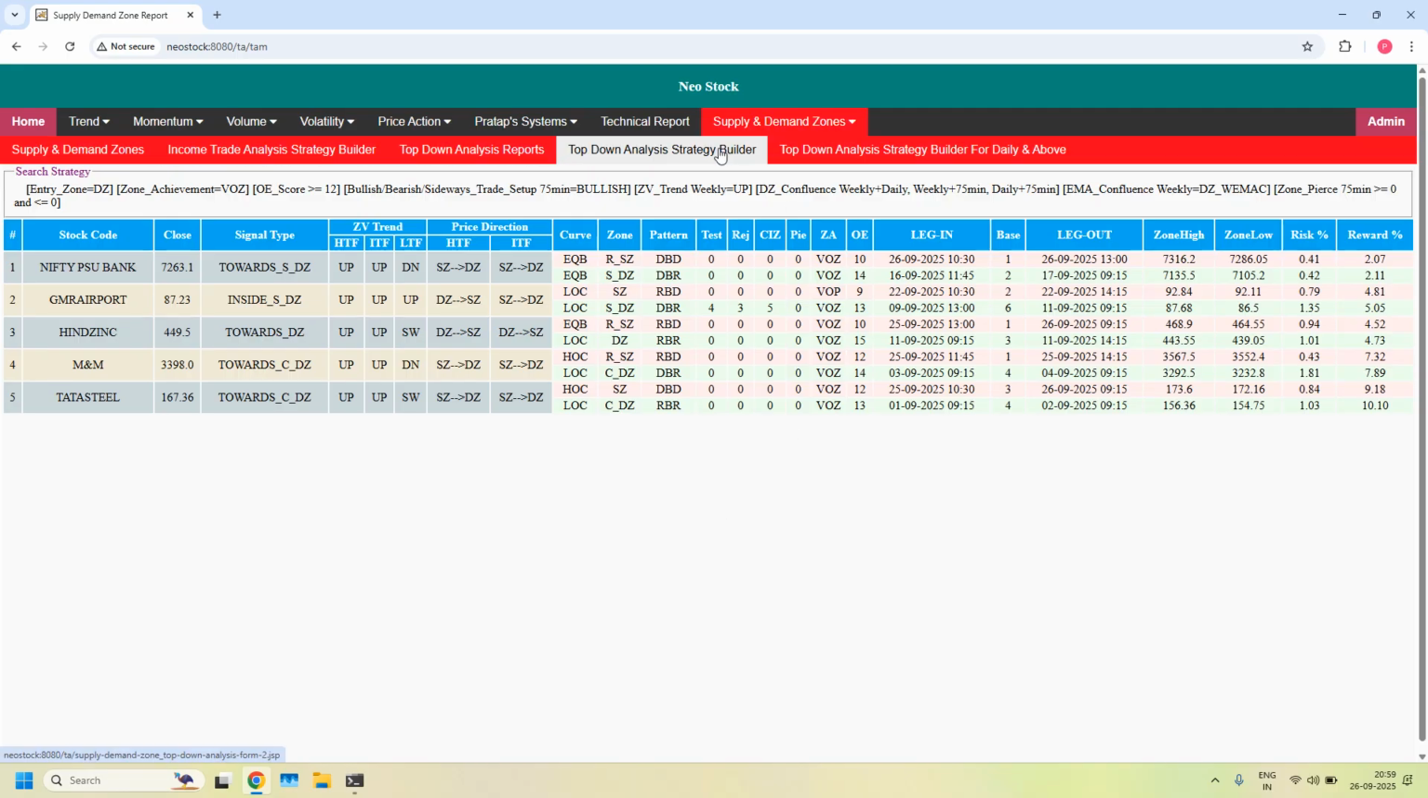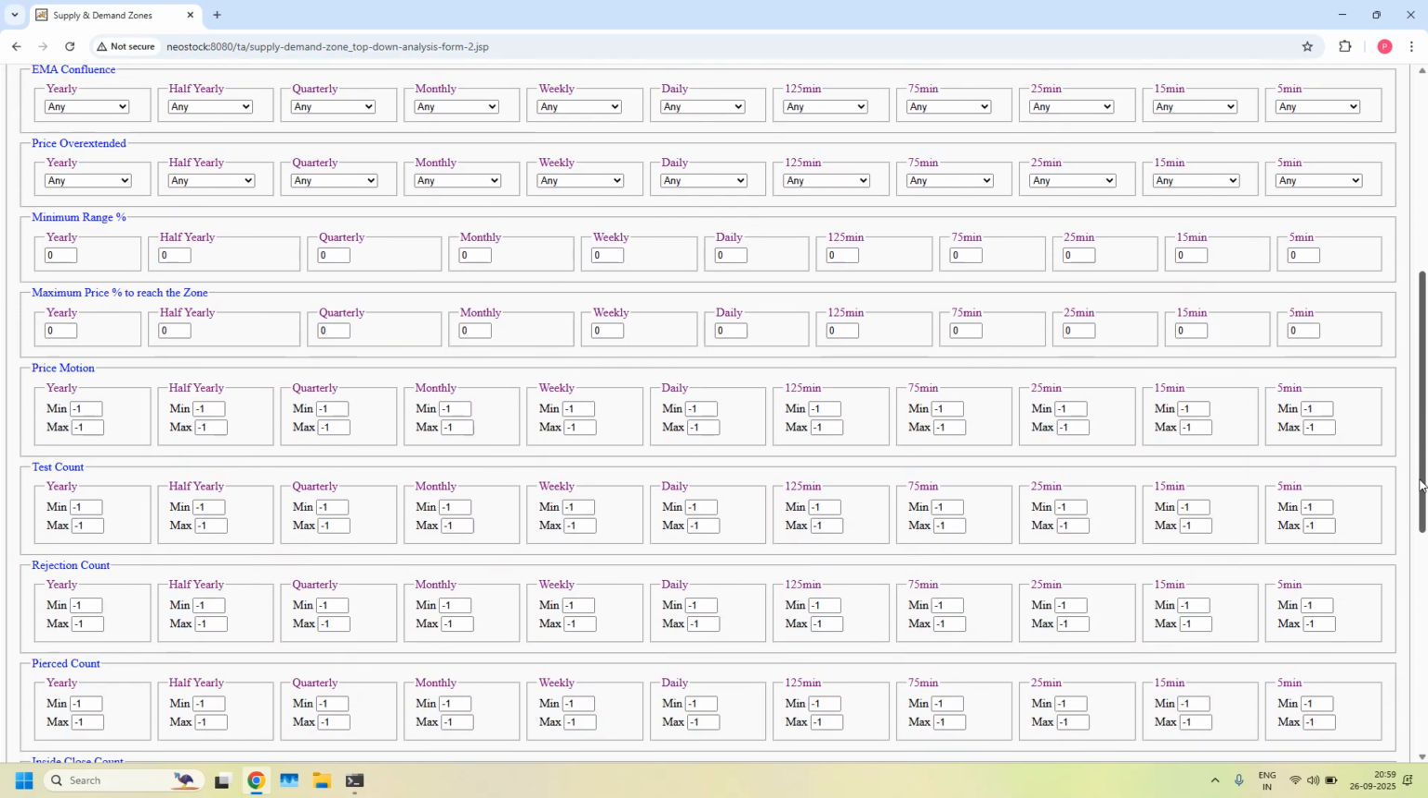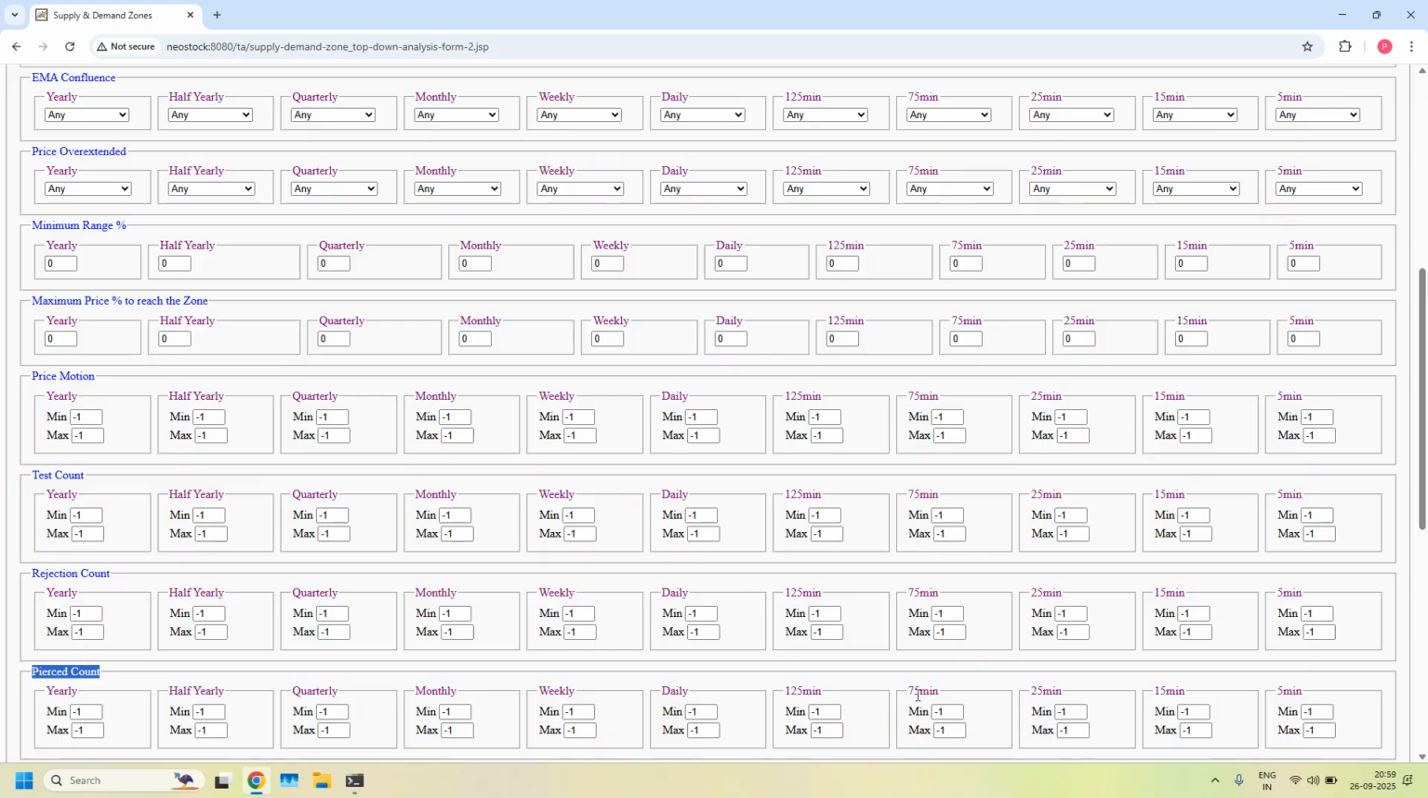Next, bearish trade setup for weekly income trade. Entry time frame 75 minutes, entry zone, supply zone. Bullish or bearish at 75 minutes, I'm selecting bearish. Zone achievement violated opposing zone. Minimum odd enhance score 12. And 75 minutes supply zone should not be pierced. So in the pierced count at 75 minutes time frame, minimum value 0, maximum value 0.